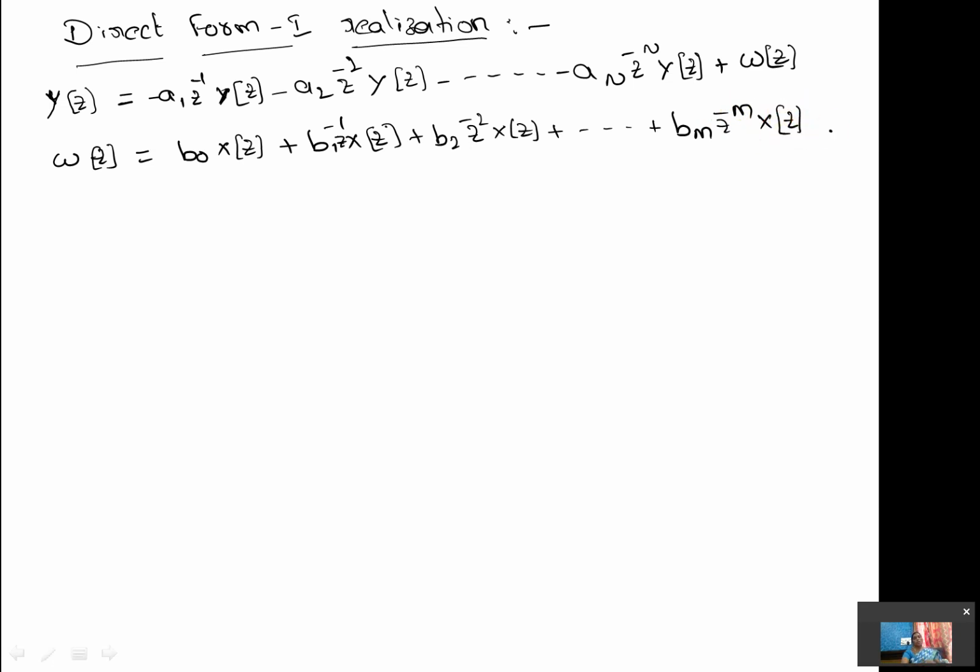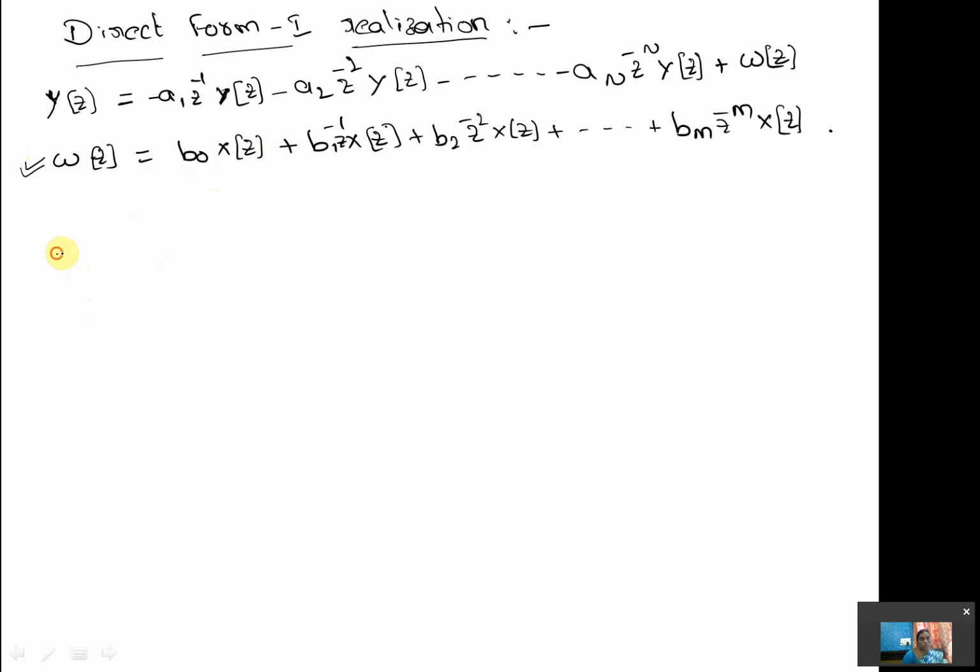So here this is the IIR filter output with respect to input. In this way we can describe the IIR filter. So from these equations we should develop the direct form 1 realization structure. See here, firstly I draw the diagram for W of z.